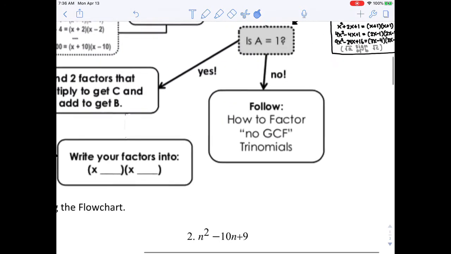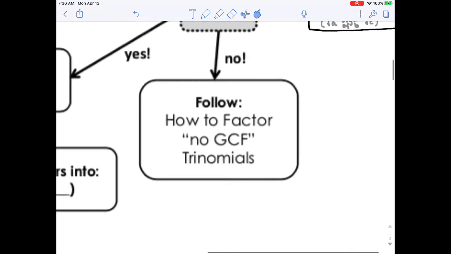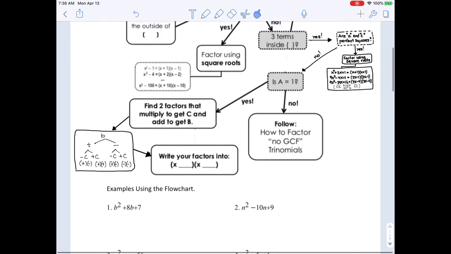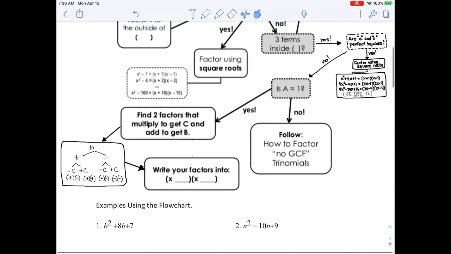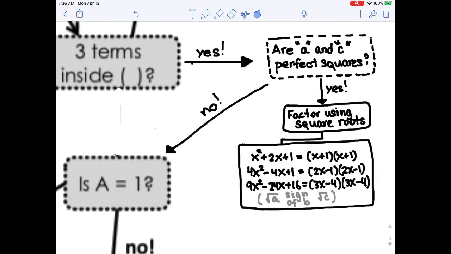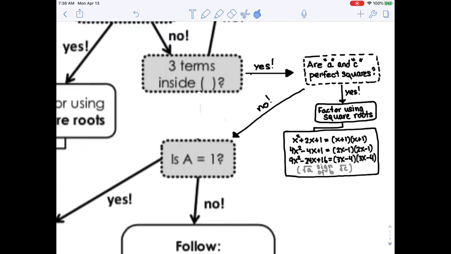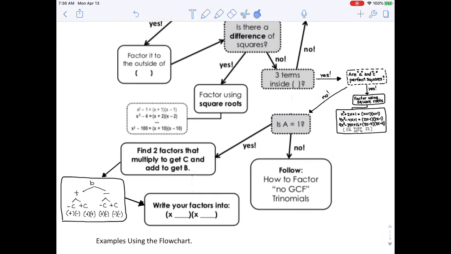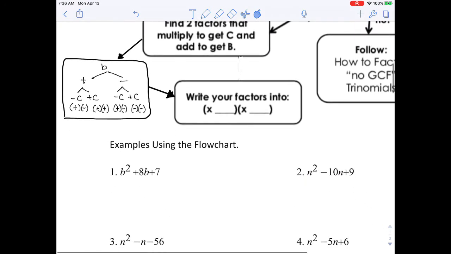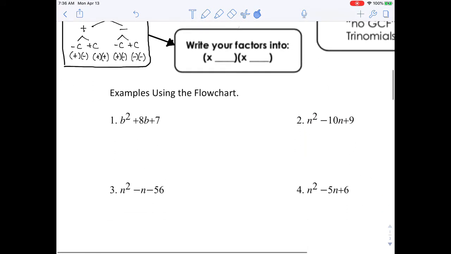If A is not 1, then I have a process to show you when we get to some of those examples. So again, I just added a few things on there. And you can always stop the video on this part and that part. All right, so let's do some examples.